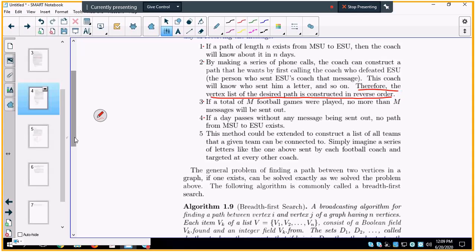This method could be extended to construct a list of all teams that a given team can be connected to. Simply imagine a series of letters like the one above sent by each football coach and targeted at every other coach.